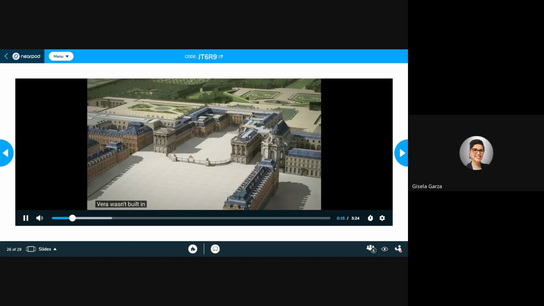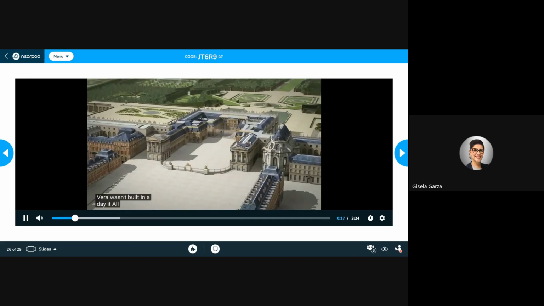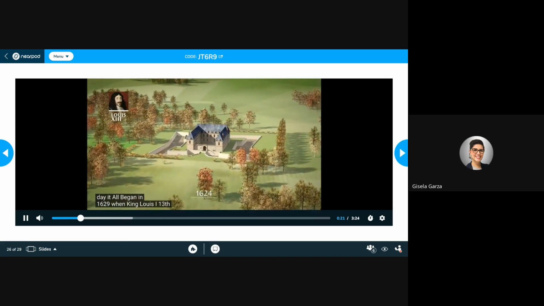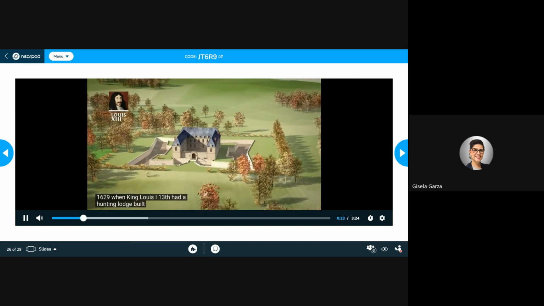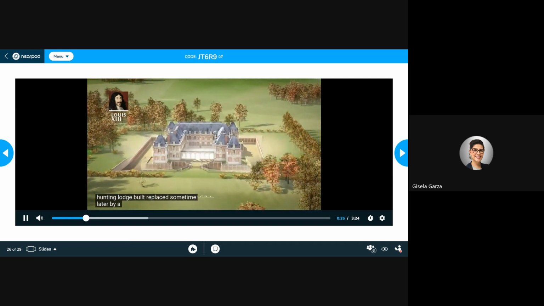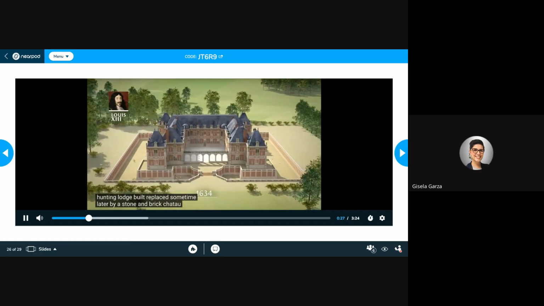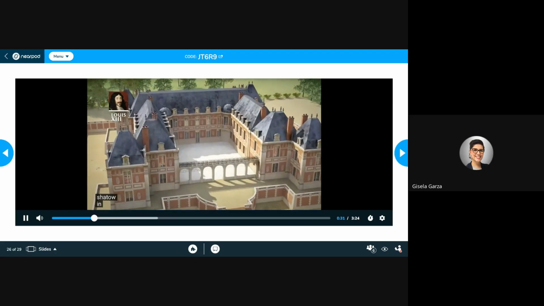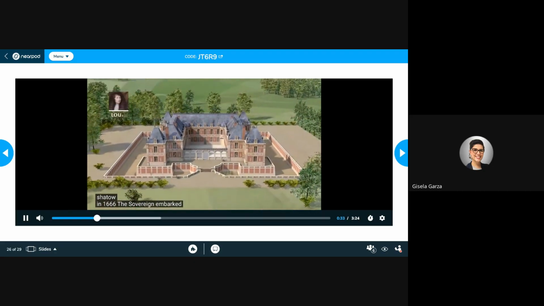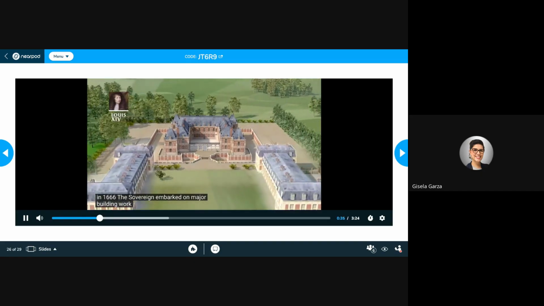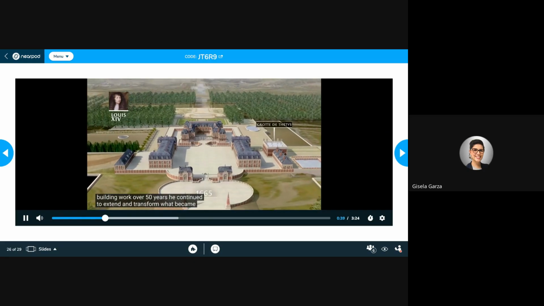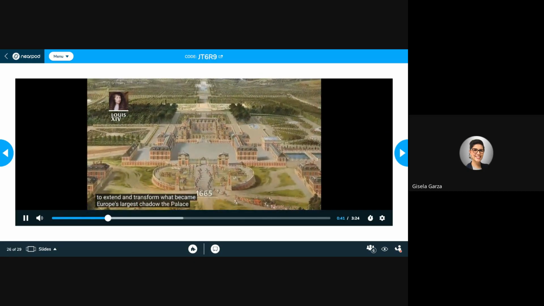Versailles wasn't built in a day. It all began in 1629, when King Louis XIII had a hunting lodge built, replaced sometime later by a stone and brick chateau. King Louis XIV inherited this small chateau. In 1666, the sovereign embarked on major building work. Over 50 years, he continued to extend and transform what became Europe's largest chateau, the Palace of Versailles.